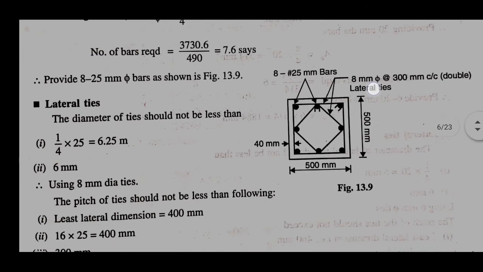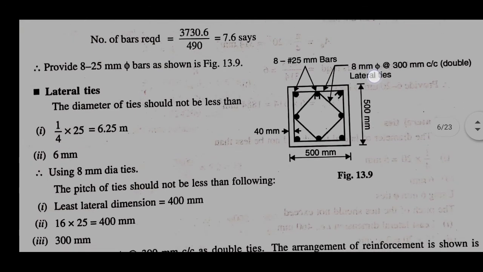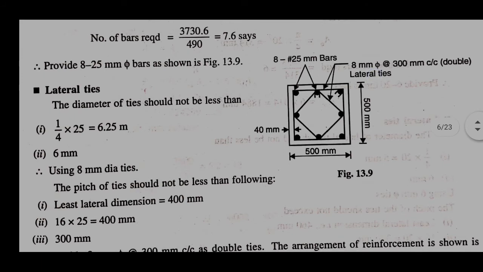Now it's time to provide lateral ties. The diameter of ties should not be less than one-fourth of the diameter of the bar, that is 25. So one-fourth into 25 is 6.25 mm, so it should not be less than 6.25. So we can use 8 mm dia ties.